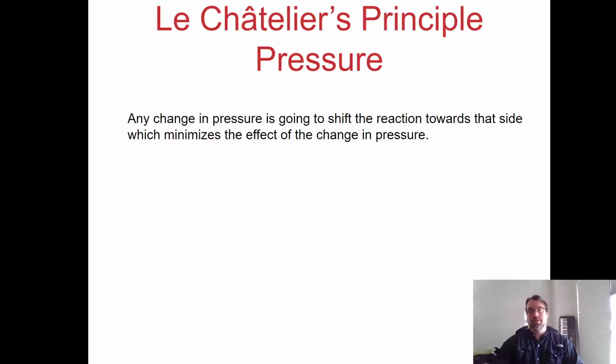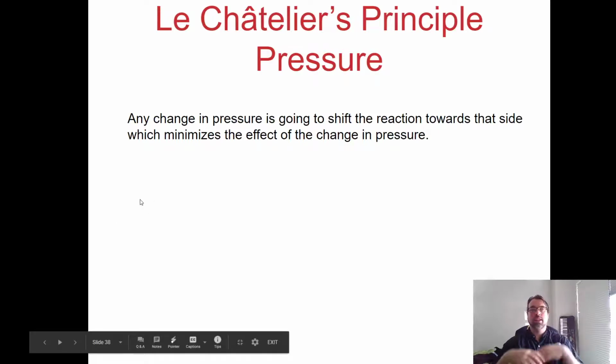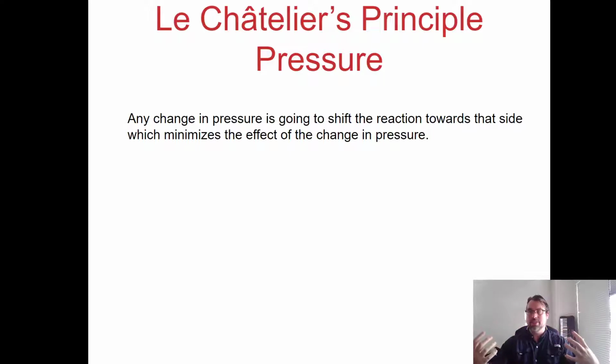The next one that we're going to work with is pressure. Okay. So pressure is another factor that is going to affect equilibrium, okay? And if you imagine that gases are constantly colliding with each other, if you affect the pressure, you're going to end up affecting the equilibrium, okay? And for how it's going to affect the pressure, you're going to say that any change in pressure is going to shift the reaction towards the side which minimizes the effect of the change in pressure. Okay?